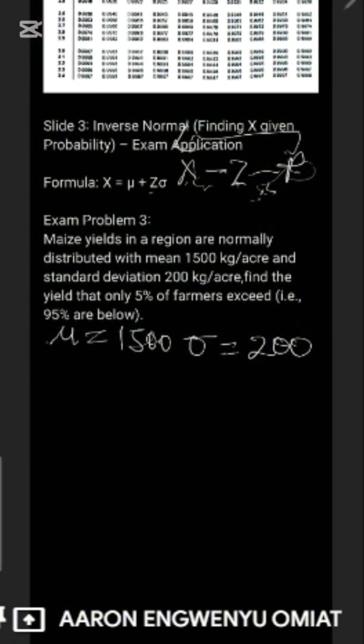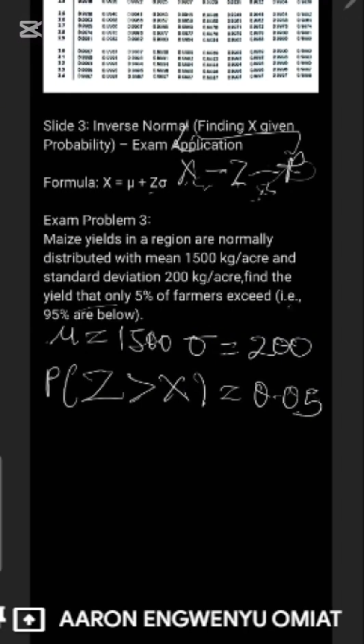So in this case, they're asking us to find the yield that only 5% of farmers exceed. Exceed means greater than. So we are finding X. For 5%, that's the same as 0.05. And they've told us in brackets, i.e. 95% are below. So they're trying to make your life easy. So you go, probability of Z less than X is 0.95.